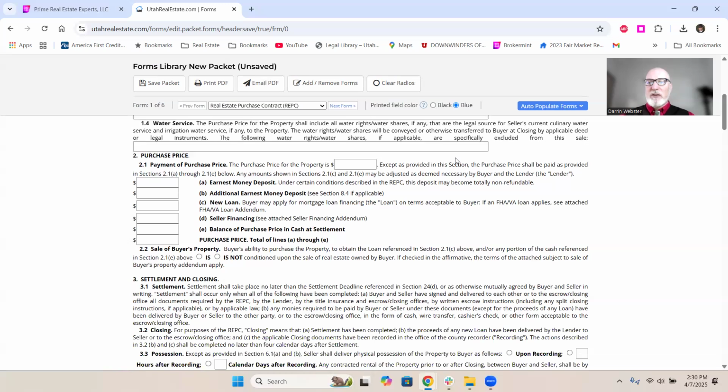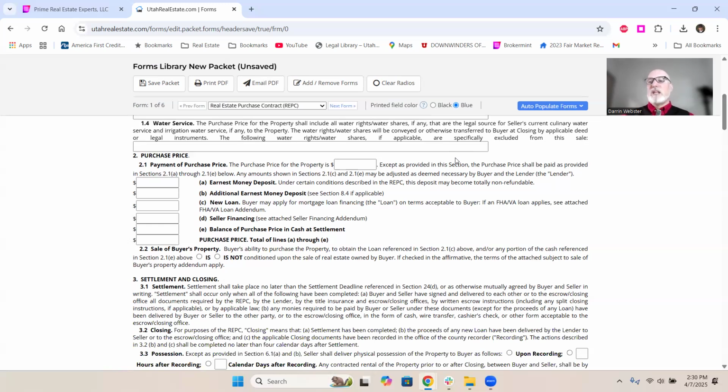Okay, water shares, water service. Most of the time you're going to be dealing with water service that is part of the culinary water that's already attached. You may occasionally have water shares, which are irrigation water. Those water shares may be excluded because they are considered separate property. They're shares of a company that provides the water.